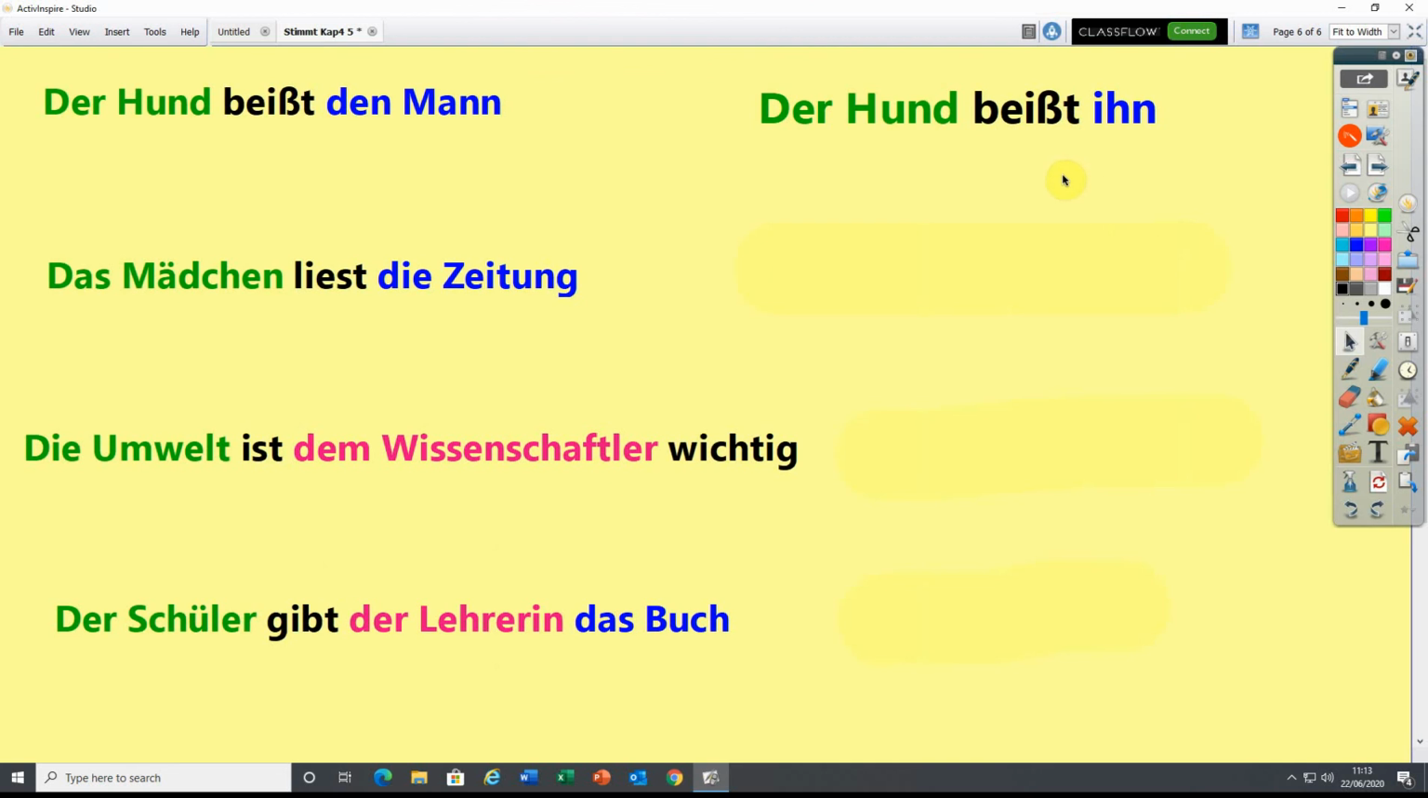I could even have gone another step further. I could have said, oh, it is biting him. Have you seen the dog? Oh, yes, it's biting him. This would become beißt ihn because Hund is a masculine noun.